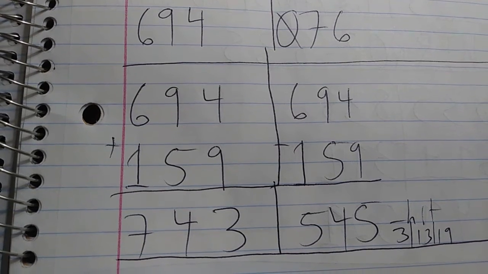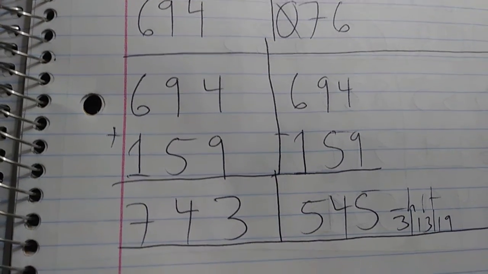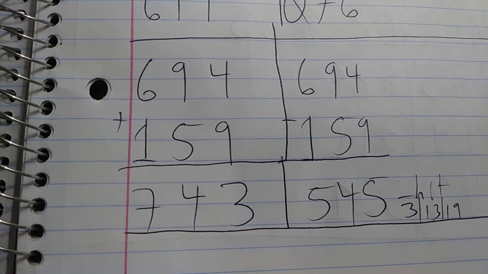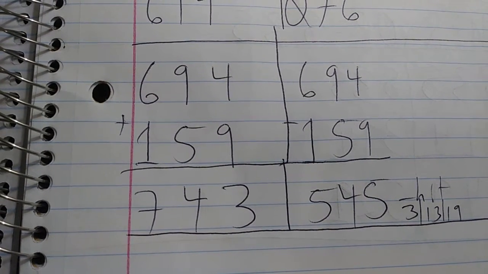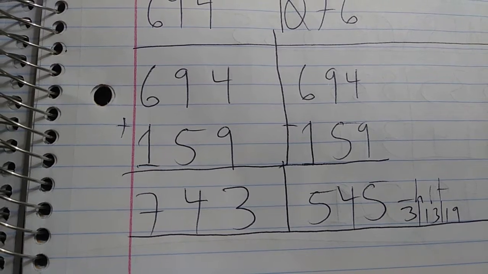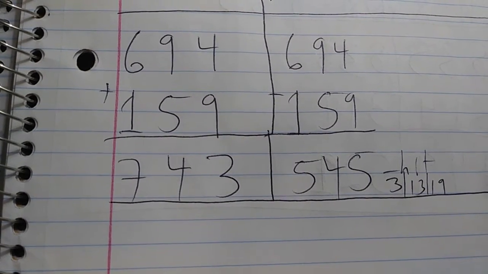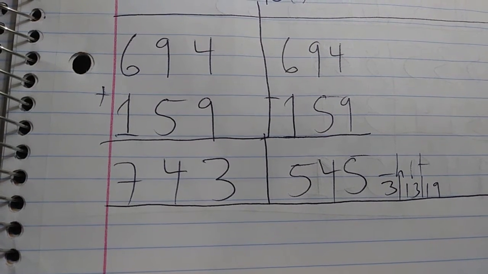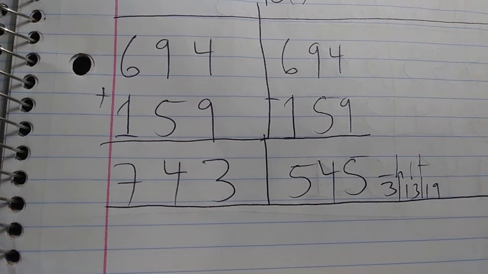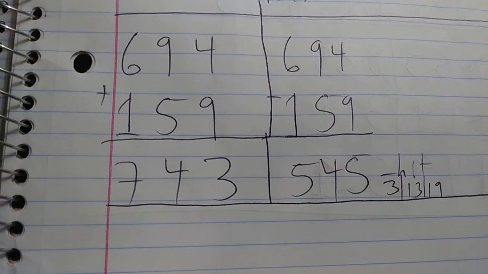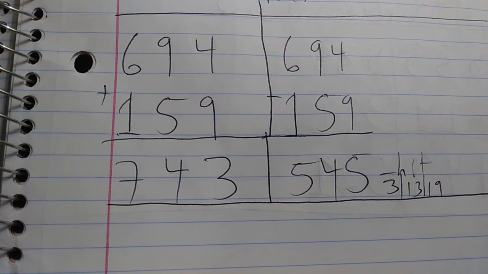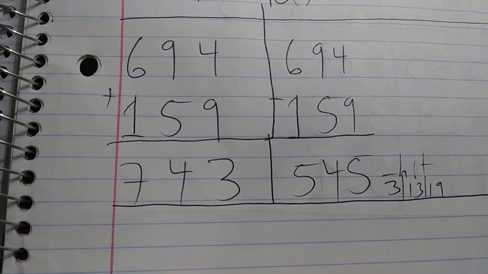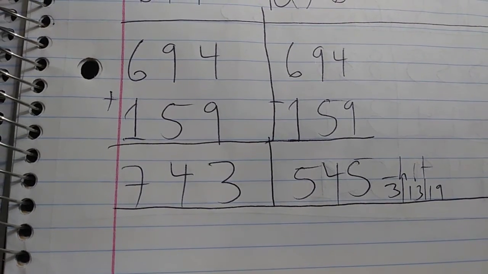You're going to also add 159, so you have 6 plus 1, which is 7, 9 plus 5, which is 4, and then 4 plus 9, which is 13, or 3. And then you're going to also subtract: 6 minus 1, which is 5, 9 minus 5, which is 4, and then 14 minus 9, which is 5. And that number 545 did hit on March 13th.